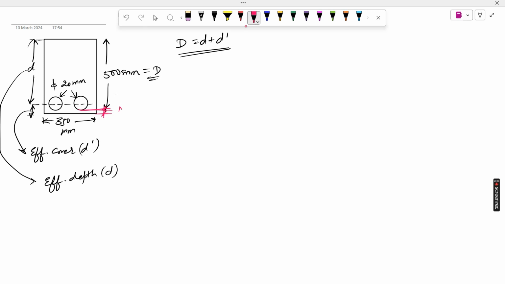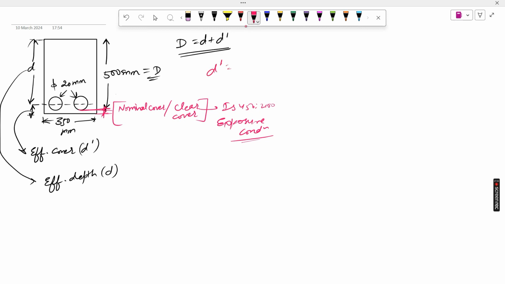This is called a nominal cover, a clear cover, that you can see in your code IS 456. There are some tables that depend on exposure condition. According to the exposure condition, there are some values for the clear cover and nominal cover for the beams, column, slab and footing. Okay, so now we can get the D dash by the clear cover also.